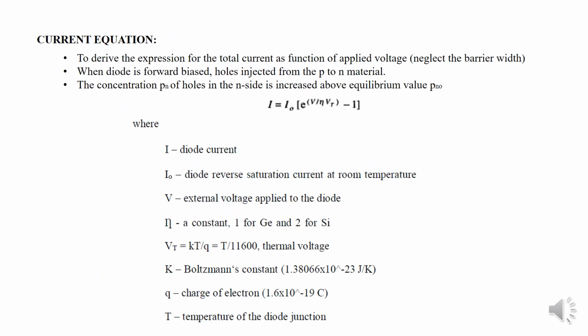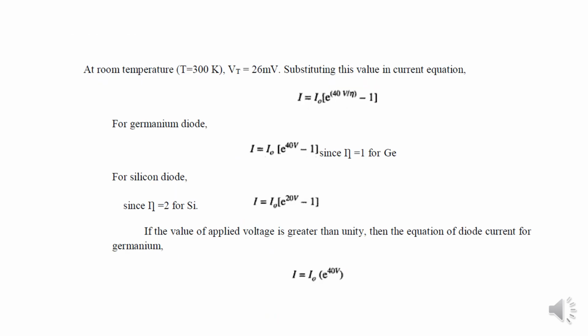Now we can see the current equation. To derive the expression for the total current as a function of applied voltage, let us connect the diode in forward bias. The current I equals I0 into e power V by eta VT minus 1, where I is the diode current, I0 is the reverse saturation current at room temperature, V is the external voltage applied to the diode, and eta is a constant, 1 for germanium and 2 for silicon. VT equals kT by q, where k is the Boltzmann constant, q is the charge of an electron, and T is the temperature of the diode junction.